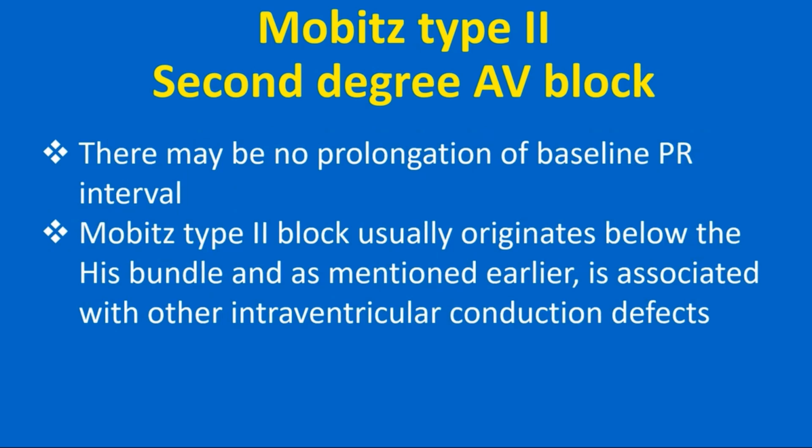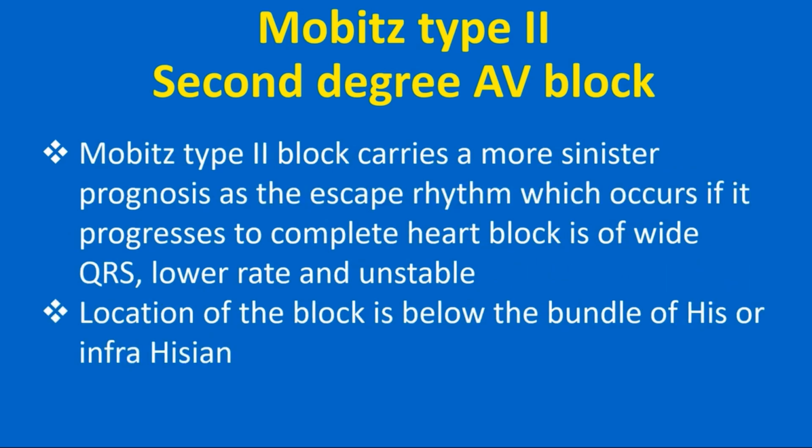Mobitz type 2 block usually originates below the His bundle and as mentioned earlier is associated with other intraventricular conduction defects. Mobitz type 2 block carries a more sinister prognosis as the escape rhythm which occurs if it progresses to complete heart block is of wide QRS, lower rate and unstable. Location of the block is below the bundle of His or infrahisian.